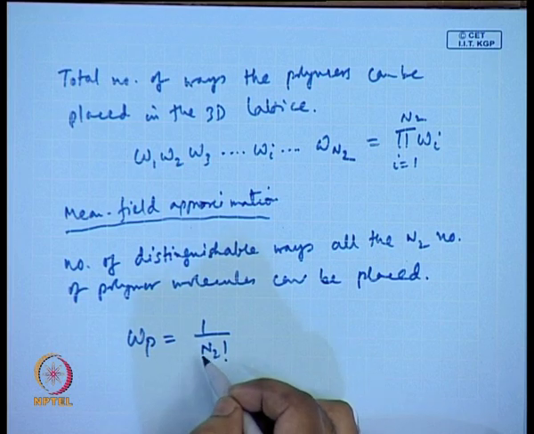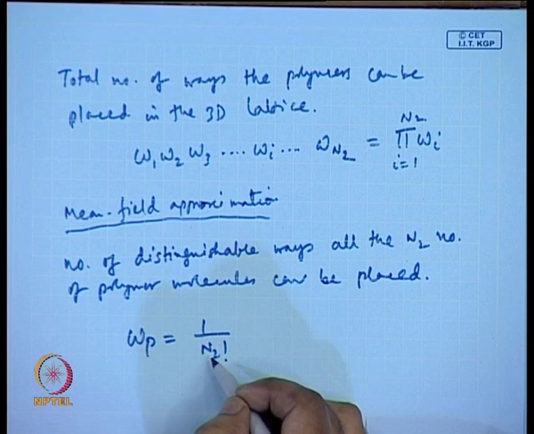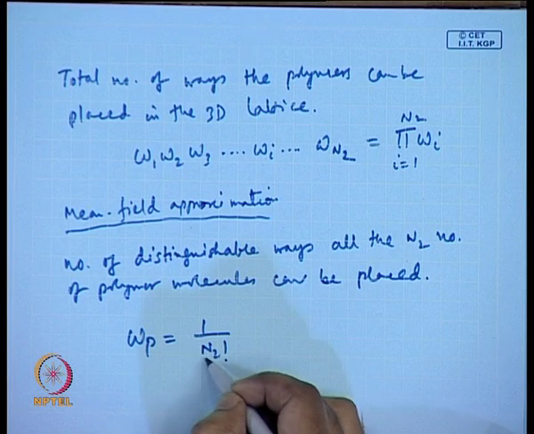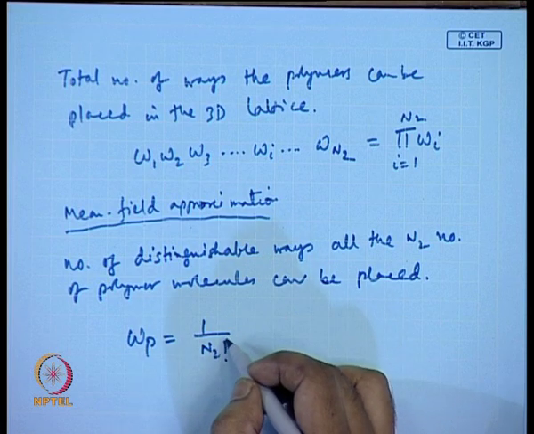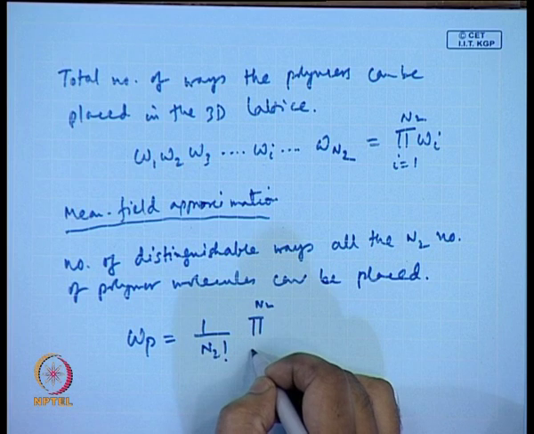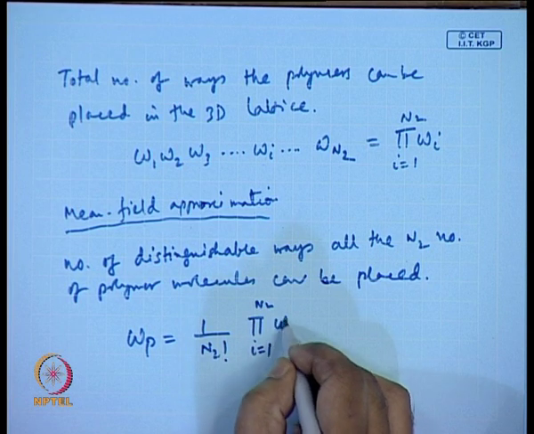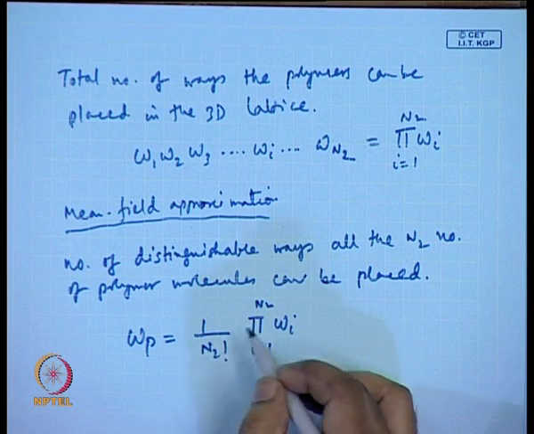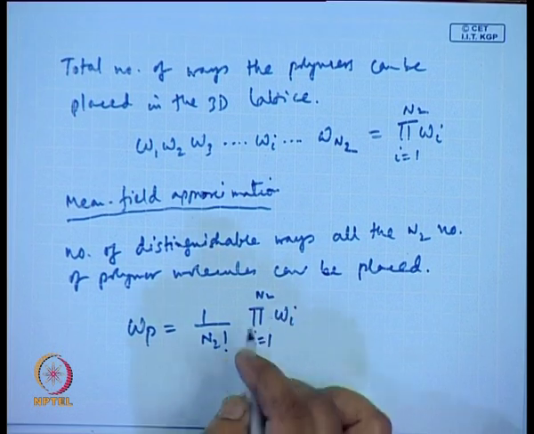because, again like the ideal solution, the arrangements between single polymer chains are identical. So, you have to divide by N2 factorial, the total number of arrangements. These are the total number of distinguishable arrangements.